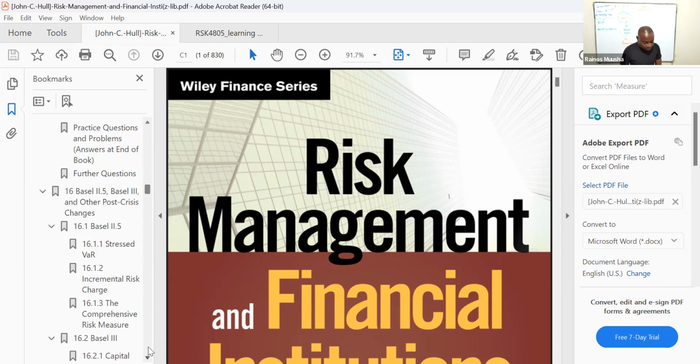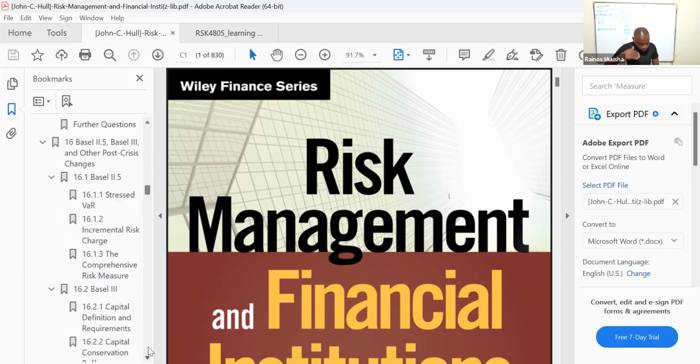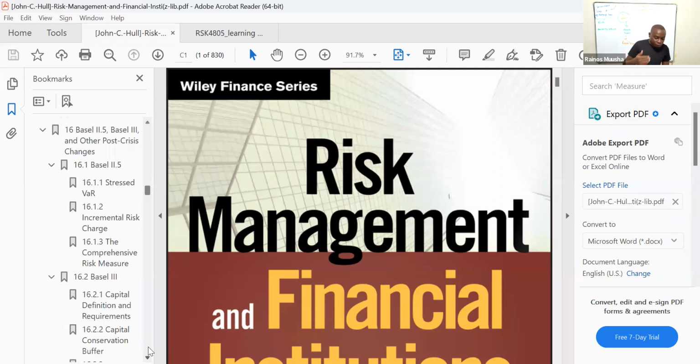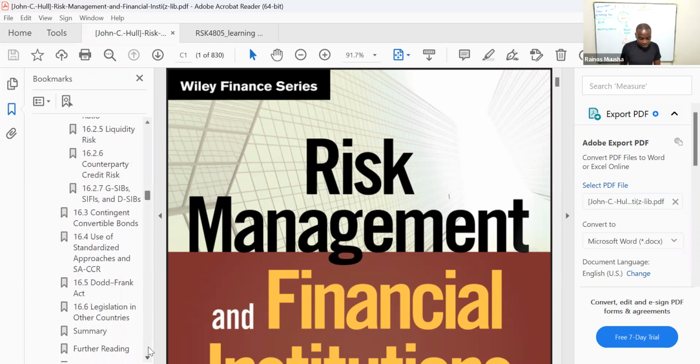Then chapter 16 goes further to look at the evolution of the Basel Accord, where you look at Basel 2.5, Basel 3, and also an analysis of post-crisis changes. When you look at post-crisis changes, we're looking at what changes have been implemented since the 2008 financial crisis. So that's what is covered in chapter 16.